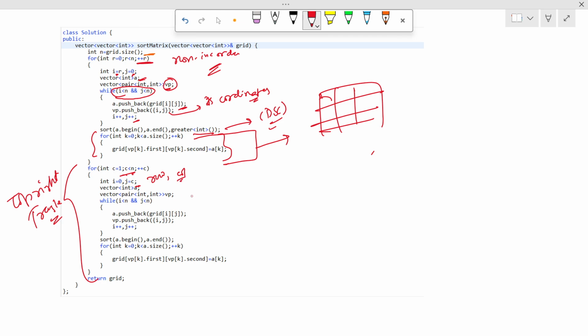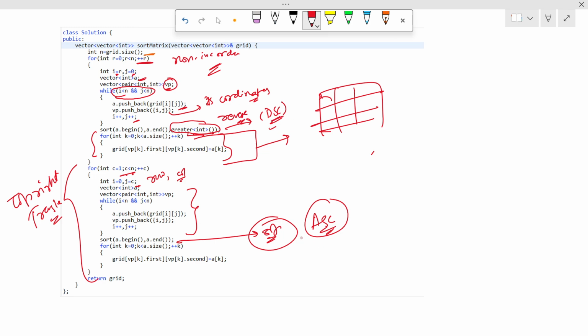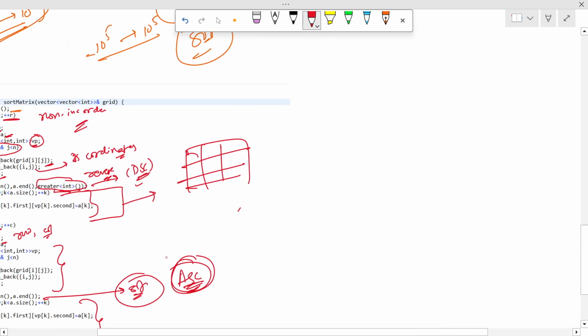Okay, and then we have to perform the same operation here, but here we have to sort only in ascending order. We cannot use greater int. This greater int means we have to reverse the order, and then we achieve descending order. Here we only sort them, and we achieve ascending order for the top right triangle. And after this we put all the elements back into our matrix, and then we return the sorted matrix.